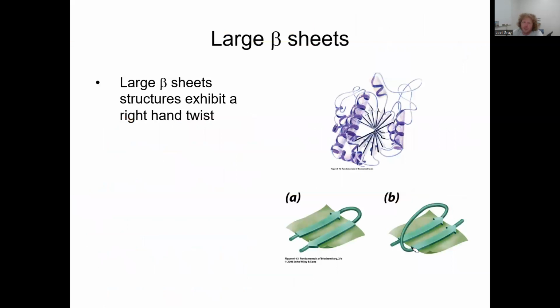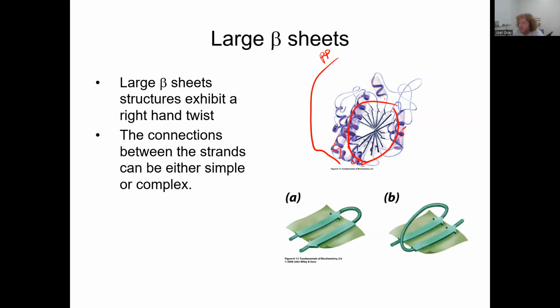Now, these beta sheets, they can organize and make more complicated structures. For instance, large beta sheets, there are structures which exhibit a right-hand twist. Now, what I want you to see whenever you look at this model right here is we have basically one polypeptide. And you've got some alpha helices. And then you've got these arrows, which are beta sheets. The connections between the strands can either be simple or they can be complicated.